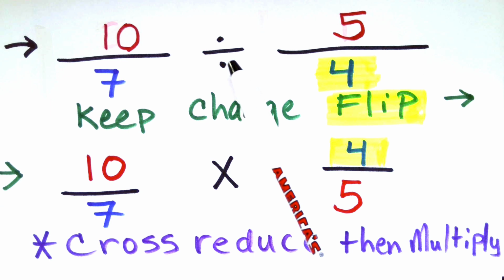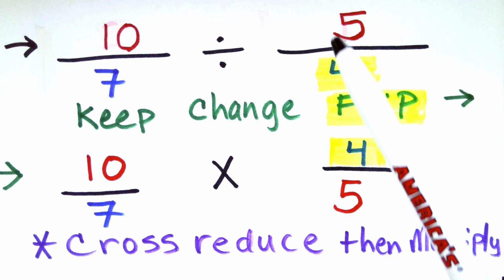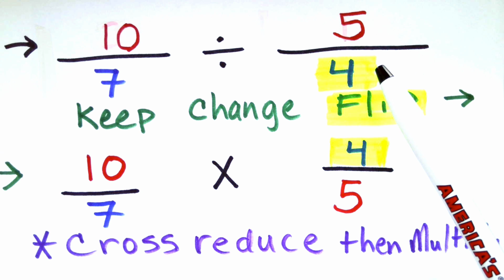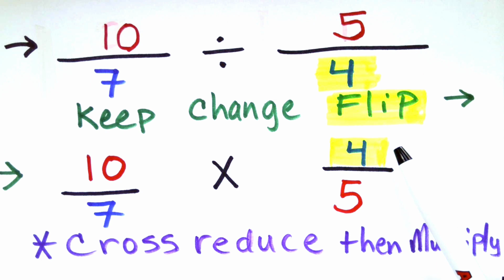We change division to its inverse or opposite operation, which is multiplication. Then we flip. After we do that change, we flip the fraction. 5 is now in the denominator's place. The 4 is now in the numerator's place, the top part of the fraction. Now, once you do that, you multiply what? Top to top and bottom to bottom.